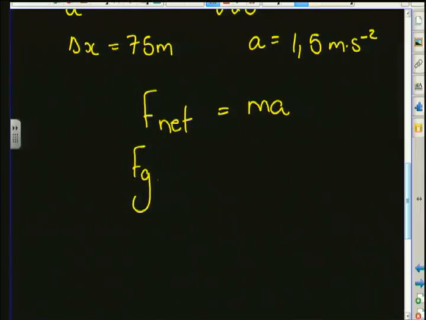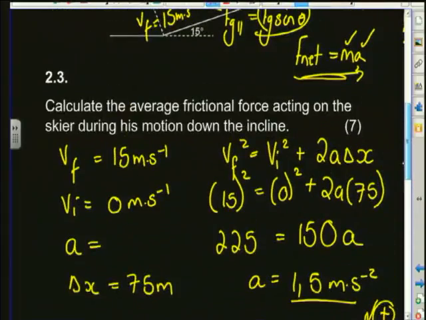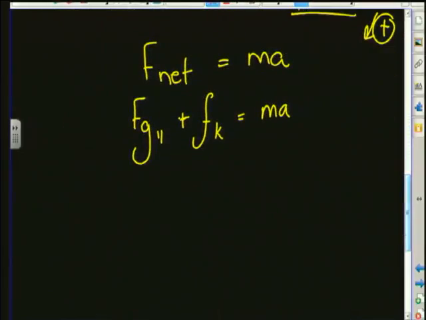Okay, now we said F net would be FG parallel minus my friction. Okay, well, actually, if I'm going to be technically correct, I can't actually say minus my friction. I have to say plus my friction. All right, remember, this is down the slope, so I'm saying anything down the slope is positive. Be careful with minusing because you're going to get a whole thing with direction. And remember, they're now saying calculate the average frictional force. They didn't say magnitude. That means I have to give direction, okay?